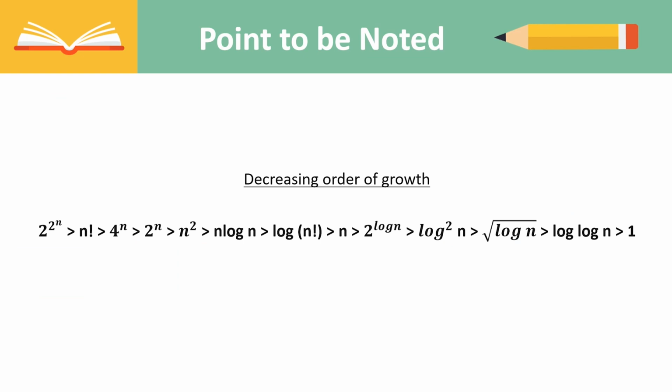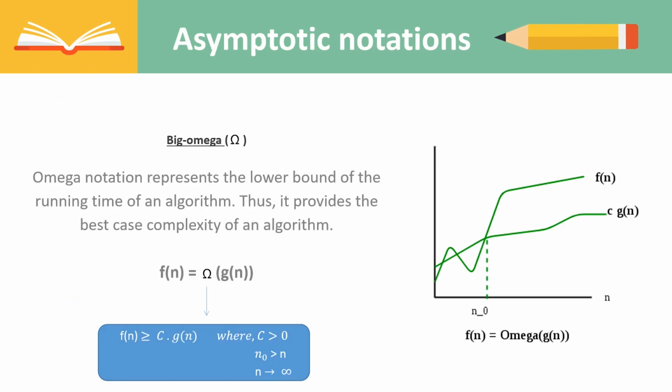Now let's move forward. Big omega notation. Omega notation represents the lower bound of the running time of an algorithm. Thus it provides the best case complexity of an algorithm. Here we have two functions f of n and g of n. f of n is equal to omega of g of n. This means f of n is greater than or equal to constant into g of n, where constant is greater than 0, n naught is greater than n, and n always tends to infinity.